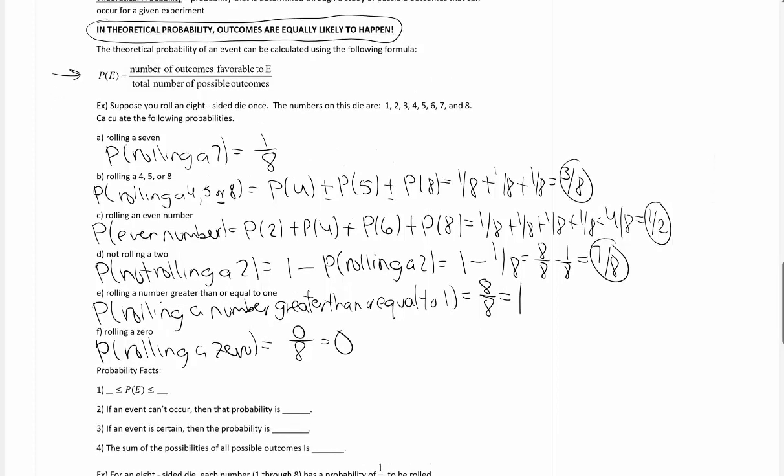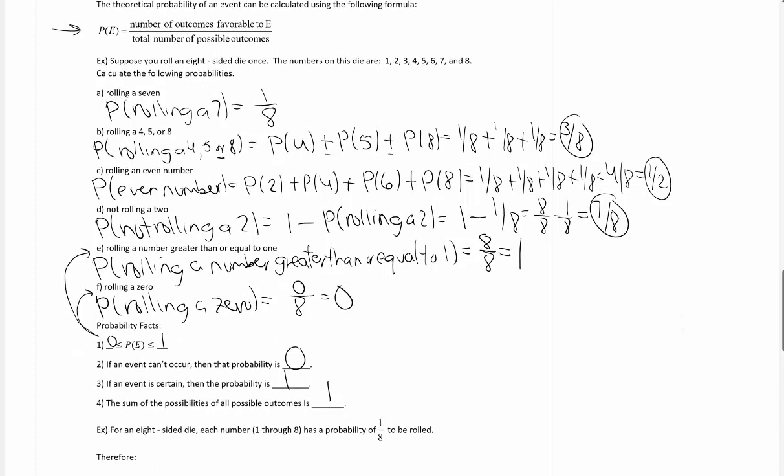So some probability facts. The probability an event will occur will be greater than or equal to 0 and less than or equal to 1. That comes from part F and part E for this. If an event cannot occur, then the probability is 0. If an event is certain to happen, that probability is 1. And the sum of all possible outcomes is 1. So for an example, an 8-sided die, each number 1 through 8 has a probability of it being 1/8.